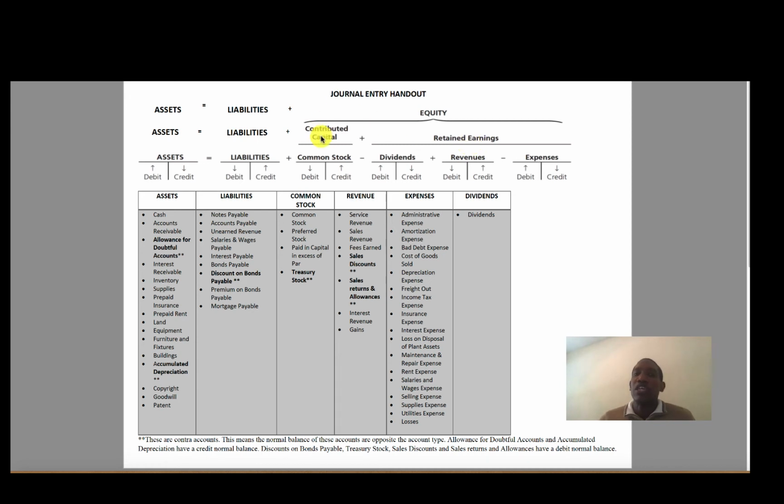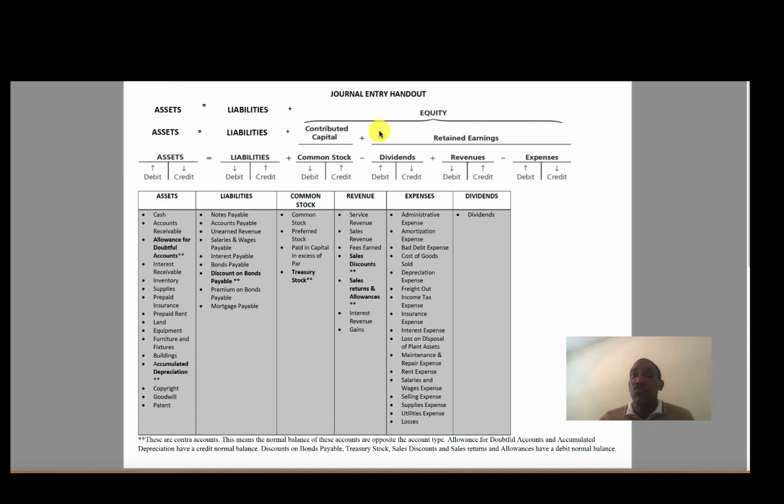Well, what is contributed capital? Contributed capital is whenever you have an investor invest in the business. That is, they contribute capital or cash to the business. It could be cash, it could be furniture, it could be services, it doesn't matter. They contribute something to the business, that's contributed capital. Retained earnings is really just net income that we decide to keep. How much of the net income we decide to keep, that is retained earnings.